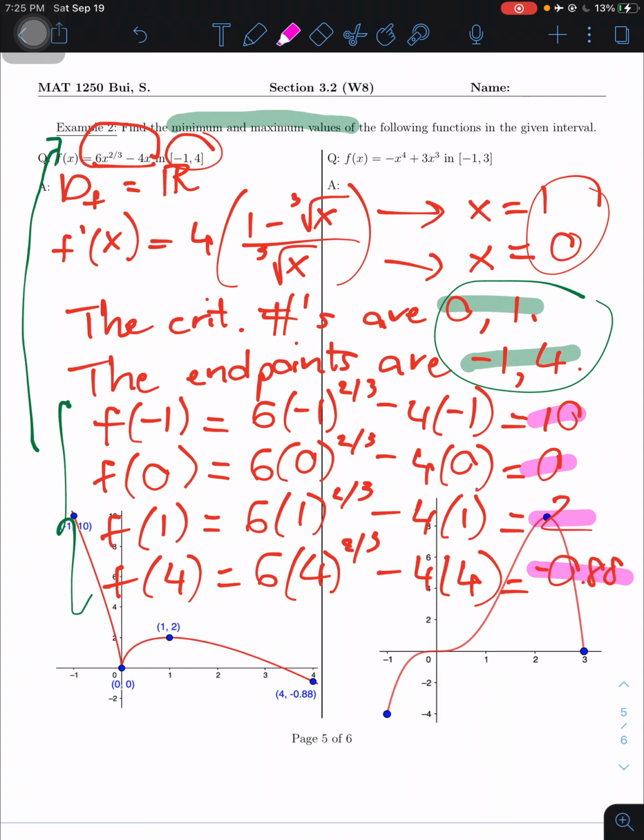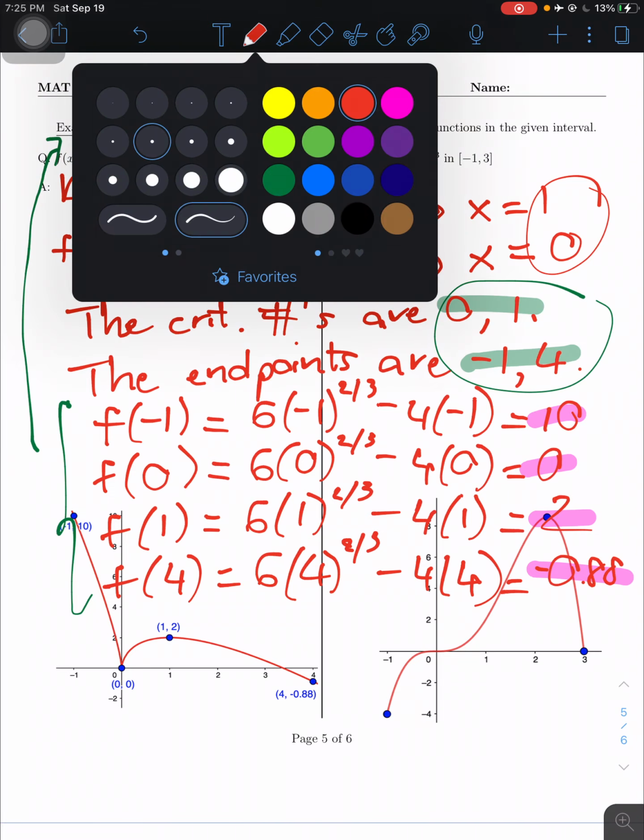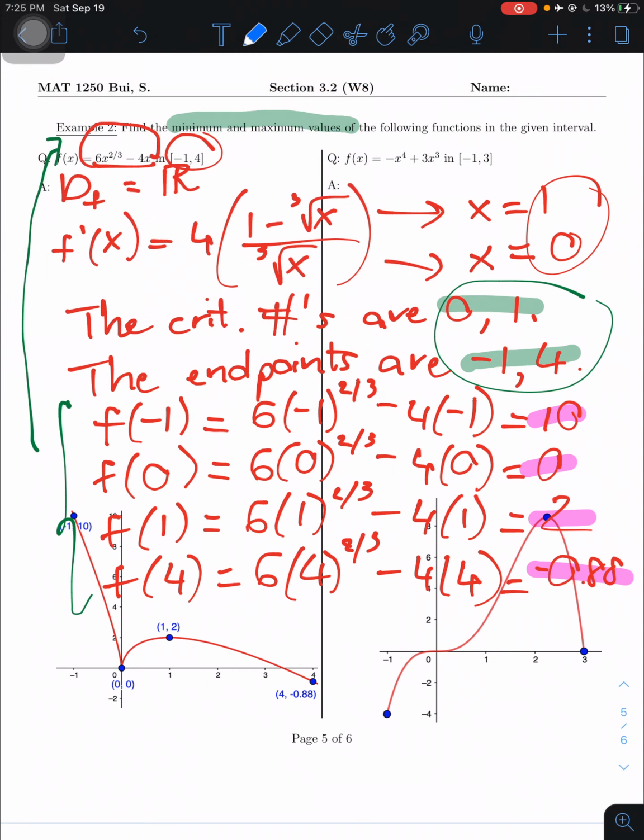So now you have to ask yourself, which one is the biggest and which one is the smallest number in here, okay? So let me put it in, I don't know, blue. Okay, so the maximum in here is 10, right? Like, that's the maximum value. And then the smallest value in here is -0.88, right?